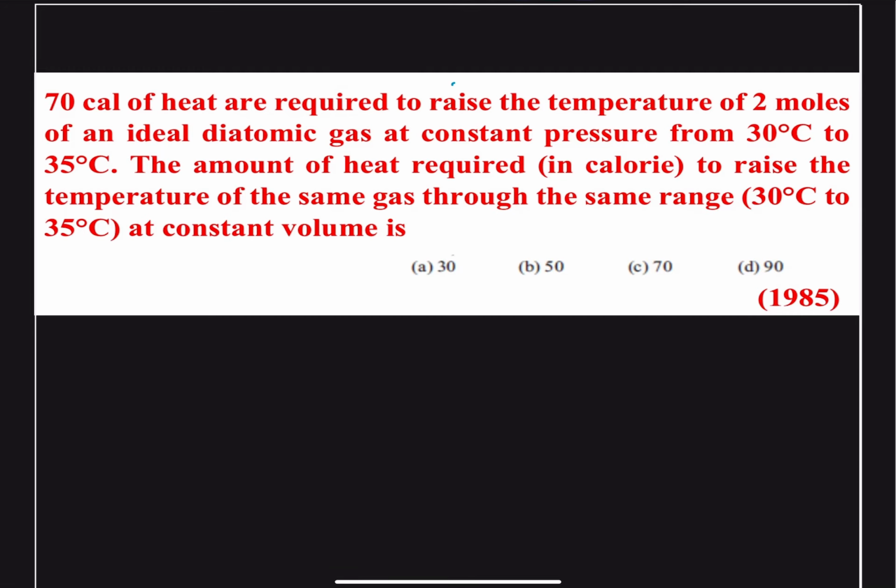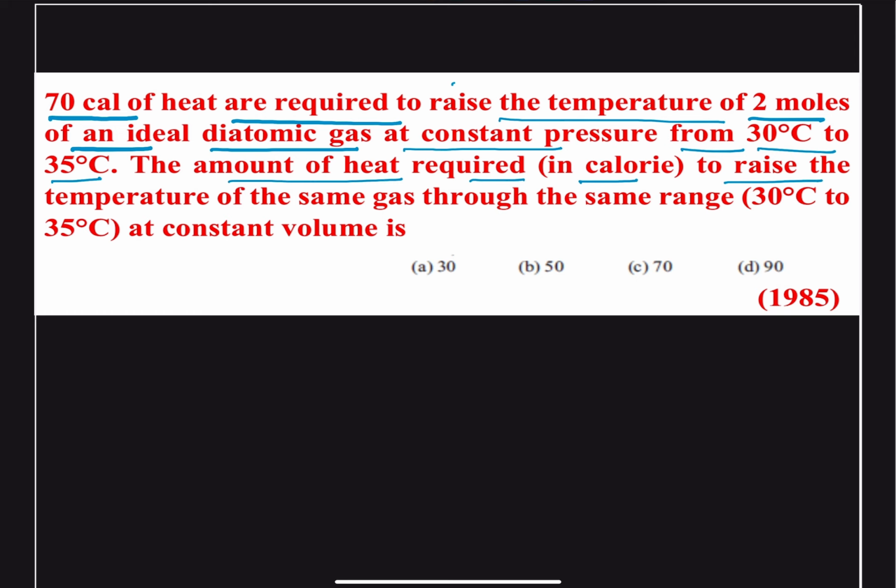Question: 70 calorie of heat are required to raise the temperature of 2 moles of an ideal diatomic gas at constant pressure from 30 degrees centigrade to 35 degrees centigrade. The amount of heat required in calorie to raise the temperature of the same gas through the same range at constant volume is. So this question is based on two formulas.